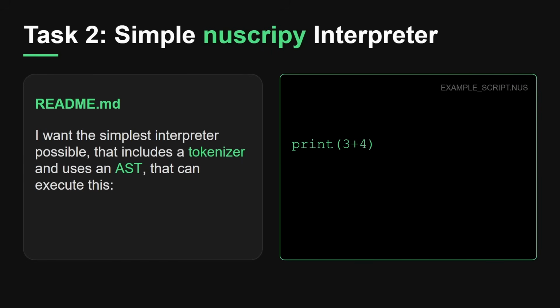So I then went for a simple interpreter. Okay, and I said to it, I want the simplest interpreter possible, including a tokenizer, and that uses an abstract syntax tree that can execute print 3 plus 4. Now, that may not seem like a very complicated program, but in here you've got to understand that it's parsing a keyword, print, or a built-in function.